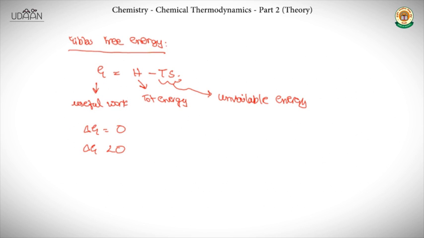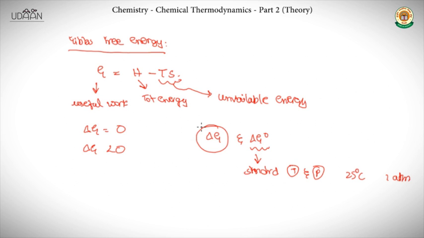Now we will see the difference between delta G and delta G naught. Suppose you are calculating free energy at standard temperature and pressure. What is standard temperature and pressure? These are room conditions, 25 degrees centigrade and 1 atmosphere. If you are calculating free energy at standard temperature and pressure, we call it delta G naught. If you are calculating at other temperatures and pressures, we call it delta G.